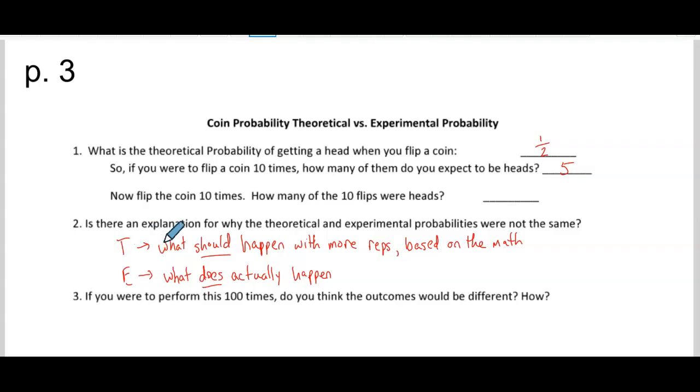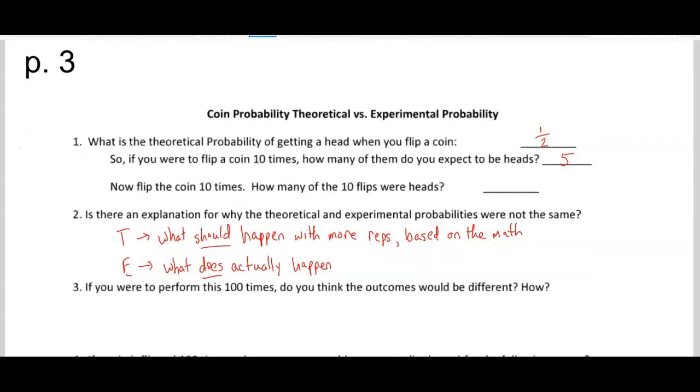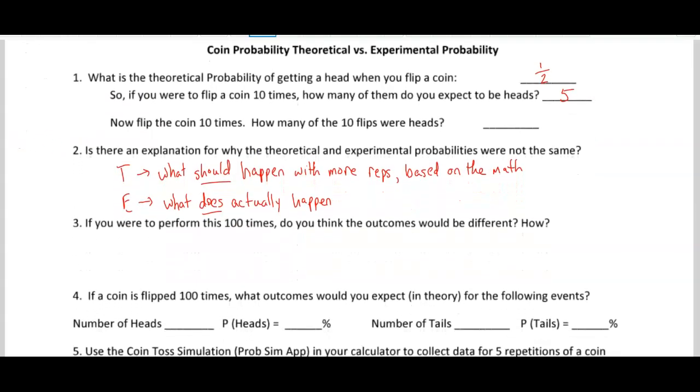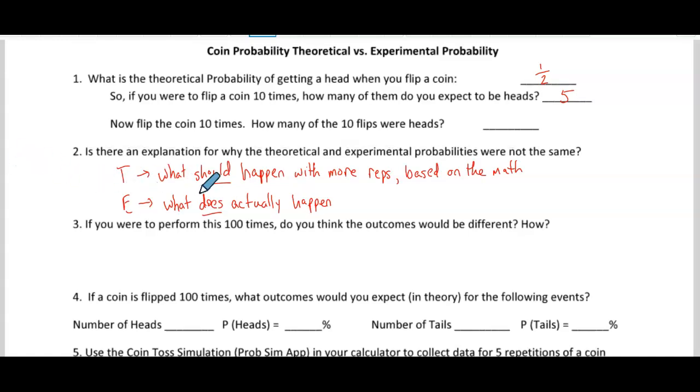So we would expect theoretically for it to come up 5 times on heads, but in reality, after doing an experiment, you might have gotten 3 or 4 or 7 or whatever. If you were to perform this 100 times, would the outcome be different?